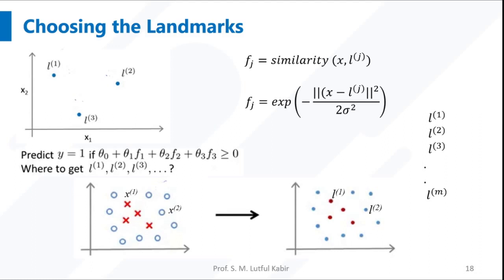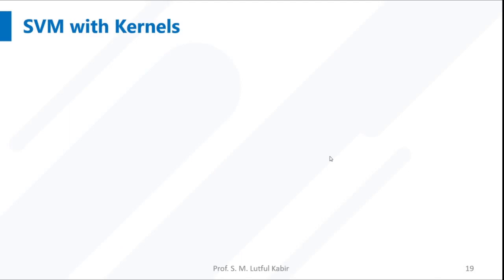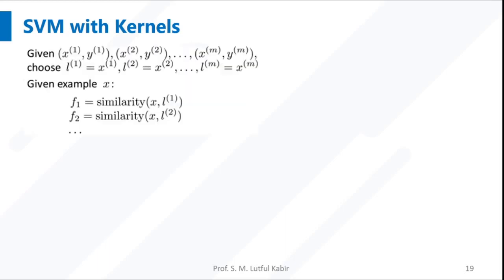If you have another example, you have to calculate again. For example, x2 is another given example, and you convert x2 into f1, f2 up to fm. So each and every example point will be converted into m features. Let us see the generalization in the next slide. So in generalized form, what does SVM do with kernels? Let us discuss that.